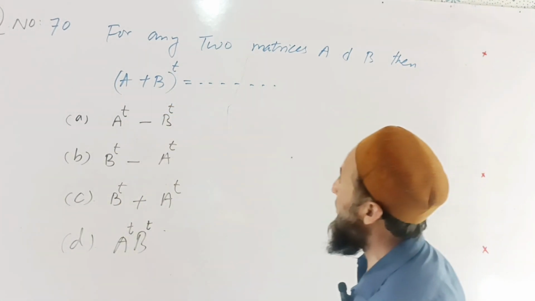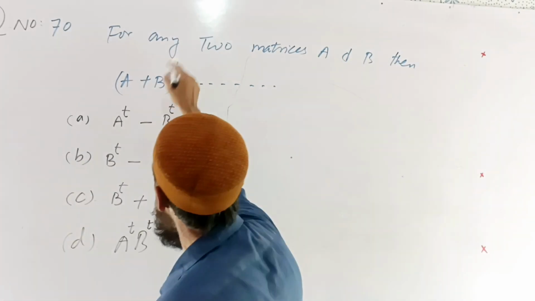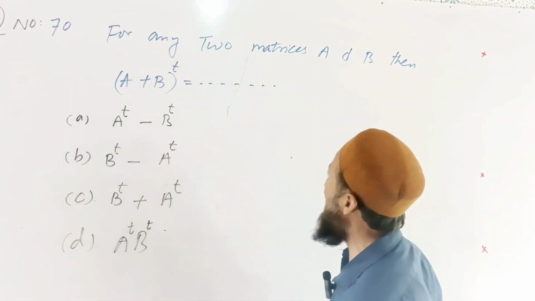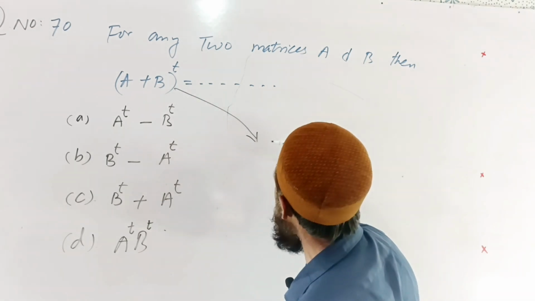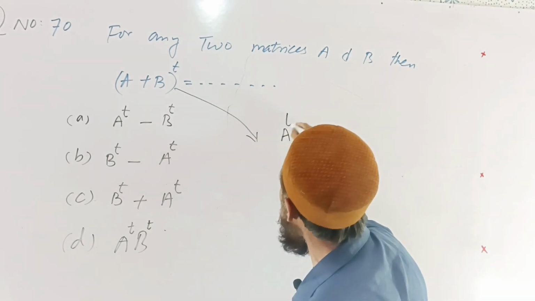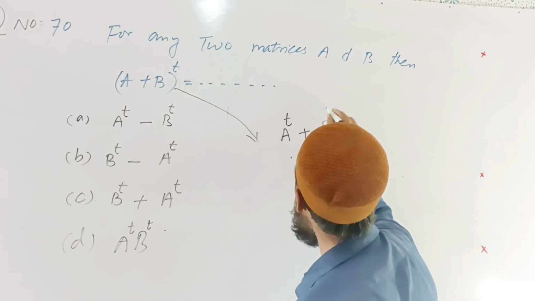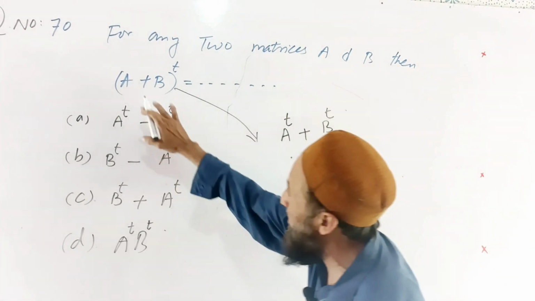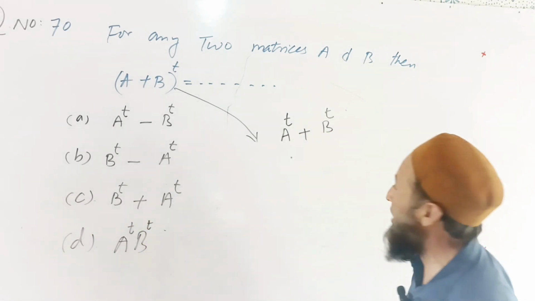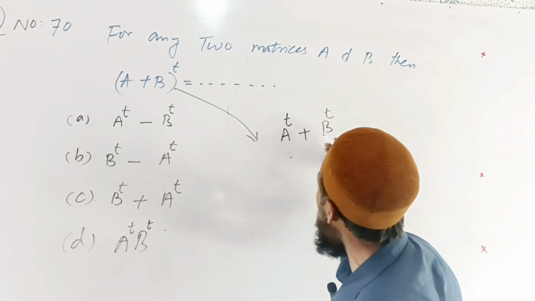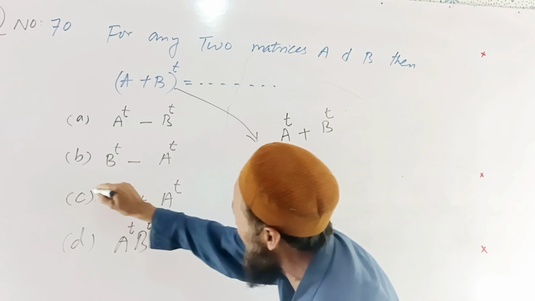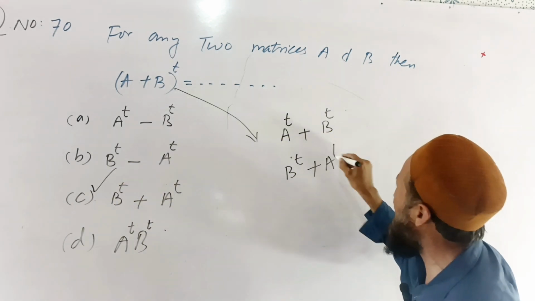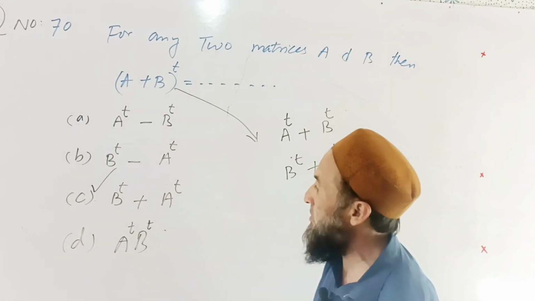So according to the definition, if we are applying transpose in case of subtraction and addition, there will be no effect on the matrices. So we are expanding A transpose and B transpose. And this choice is not available, A transpose plus B transpose. If we check the order change, we can write this matrix as B transpose plus A transpose. So the correct answer is C.